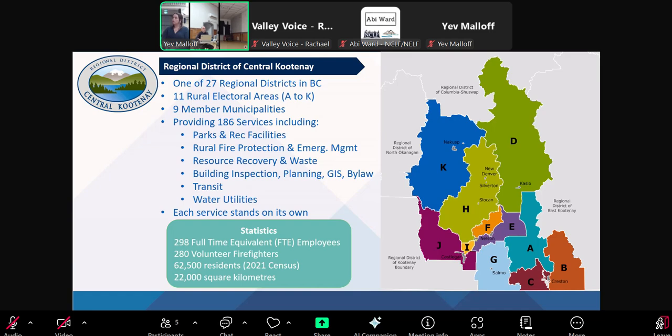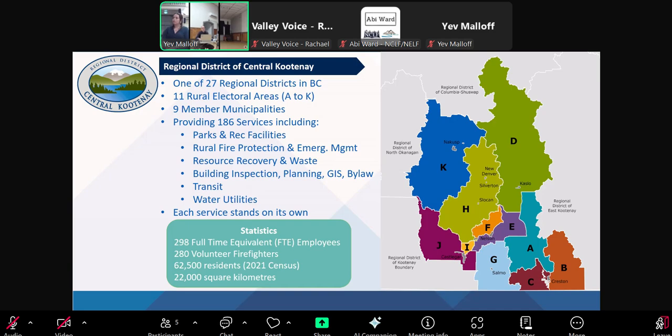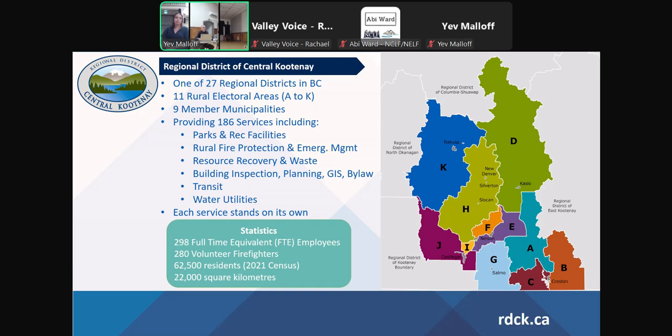With respect to water utilities, each service stands on its own, so that's the difference between an RD and a municipality. One of the big differences is each service has its own budget, its own taxation, basically almost its own funds. So if there's a deficit or surplus in one service, it can't be used elsewhere.